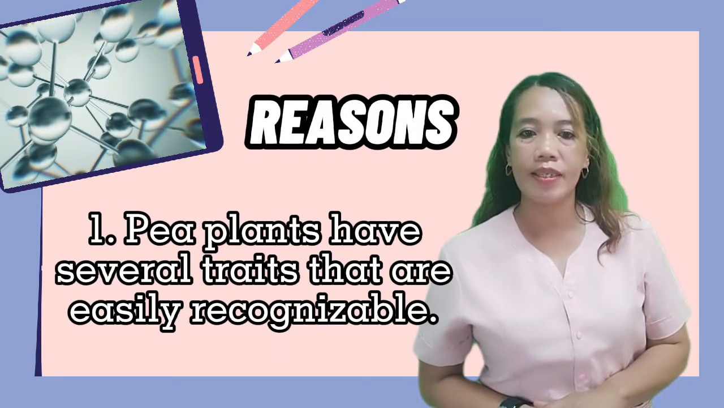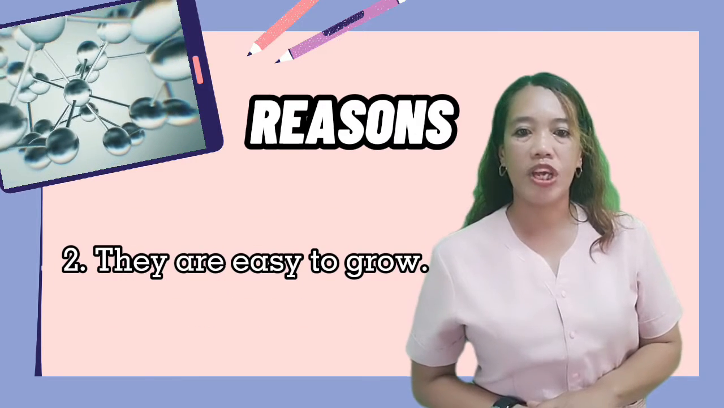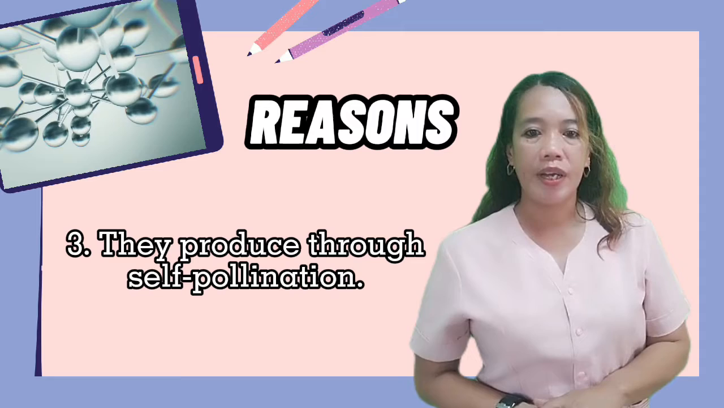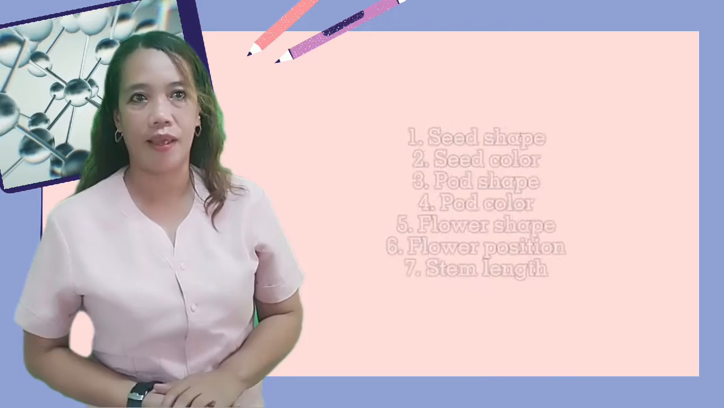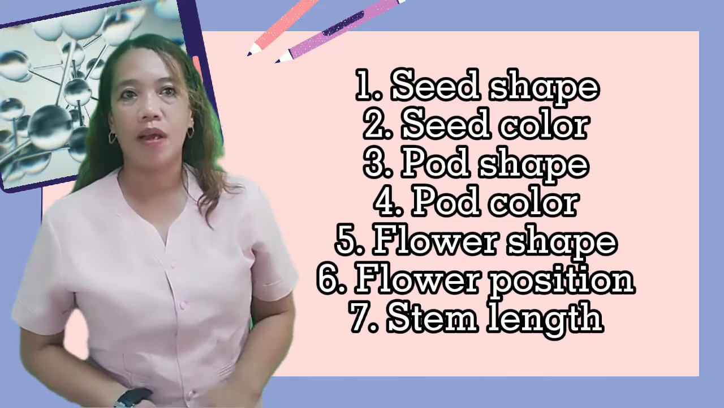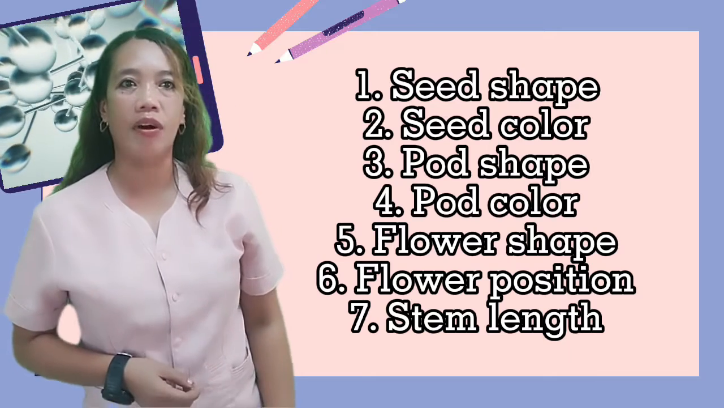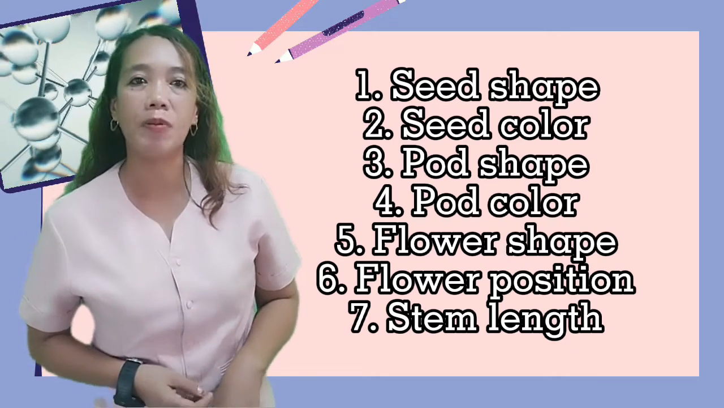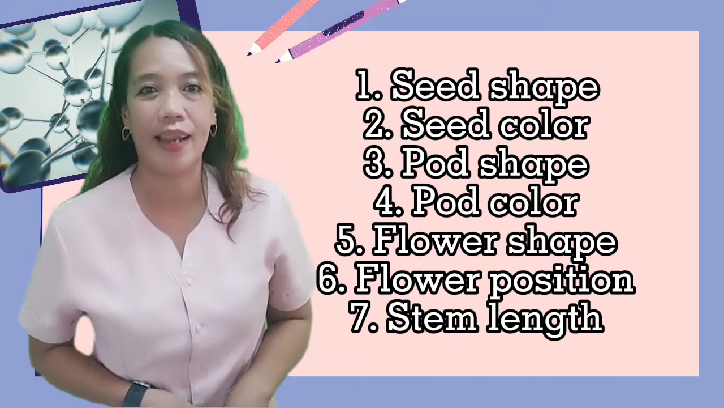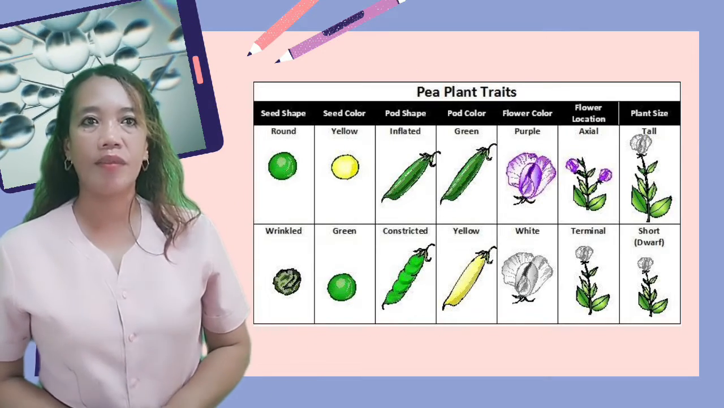First, pea plants have several traits that are easily recognizable. Second, they are easy to grow. Third, they reproduce through self-pollination. These are the 7 characteristics studied by Mendel. 1. Seed shape. 2. Seed color. 3. Pod shape. 4. Pod color. 5. Flower color. 6. Flower position. And 7. Stem length. For seed shape, he used smooth and wrinkled.